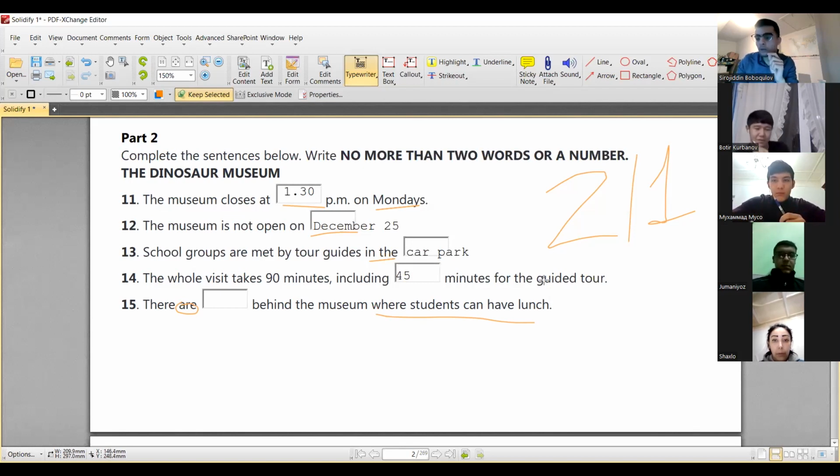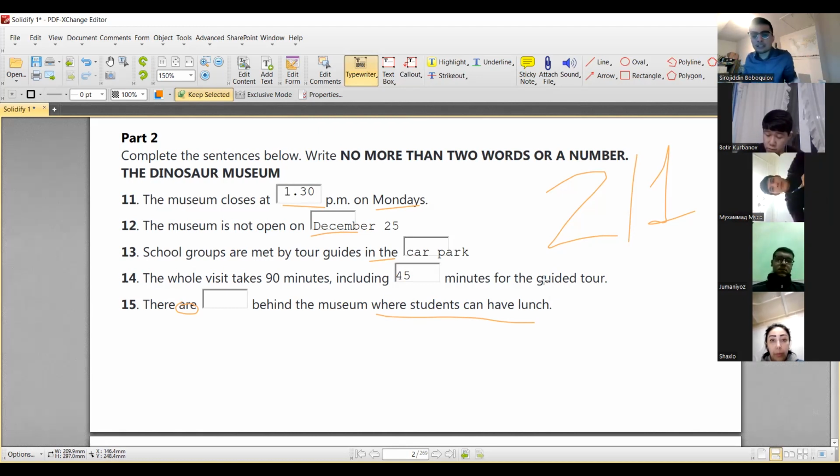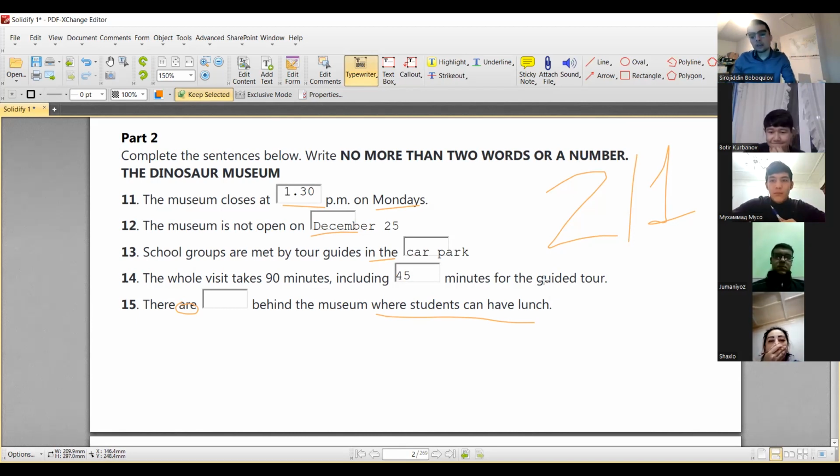And also sometimes, guys, use your logic, right? So the guided tour is the most important part of the museum tour. How can they spend 90 minutes on the whole visit and then 15 minutes on the guided tour? It doesn't make any sense. It's just like you say, I am going to the cinema today. I will be there for 2 hours, but watch the film for 10 minutes.